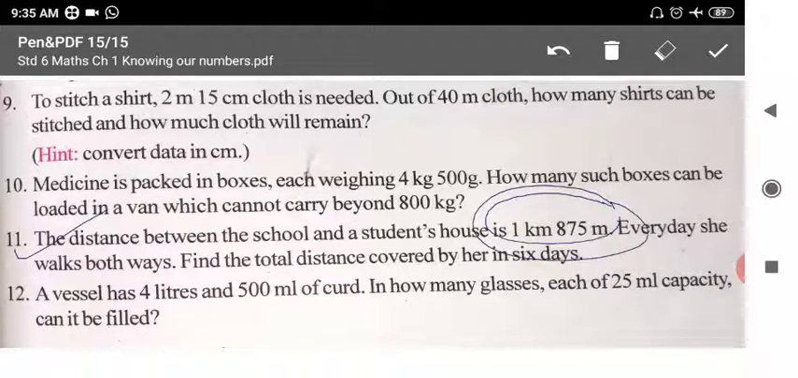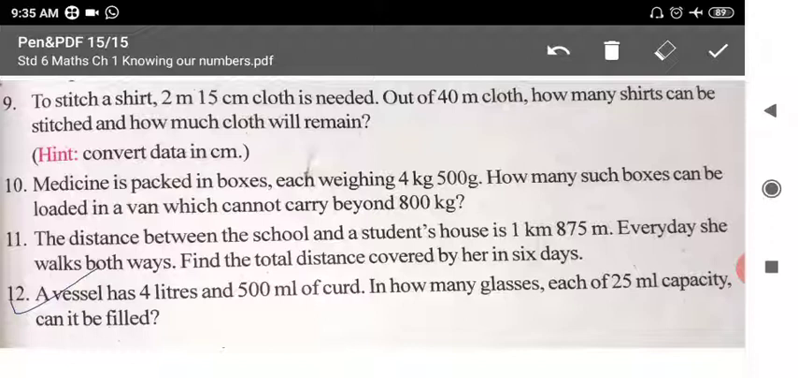First we have to take 1 kilometer 875 as one way. Both ways means we will multiply by 2, we will get the answer, and then we have to multiply by 6, we will get the final answer. So it is also the same as what we have just done. Now just see the last one, and today we will complete this exercise.